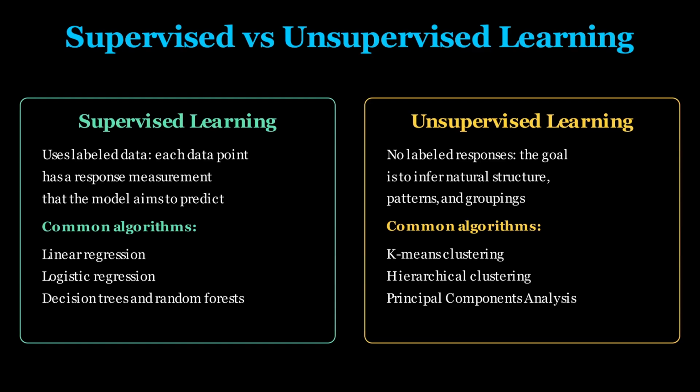Unsupervised learning, in contrast, deals with data that has no labeled responses. The challenge is to infer the natural structure present within a set of data points, discovering hidden patterns, relationships, and groupings. Common unsupervised algorithms include k-means clustering, which partitions the data into k distinct clusters, hierarchical clustering, which builds a tree of clusters, and principal components analysis, which reduces the dimensionality of the data while preserving as much variability as possible. Unsupervised learning is discussed in detail in Learning Objective 5.